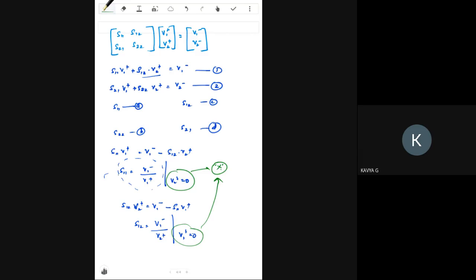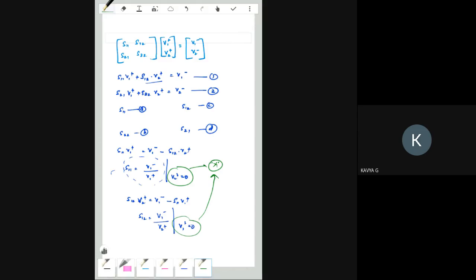Okay. Similarly, S21, I can write V2 minus by V1 plus, provided that V2 plus is 0. Again, this is the key thing. Okay, and the next one, S22, which is equal to V2 minus by V2 plus, provided that V1 plus is 0.